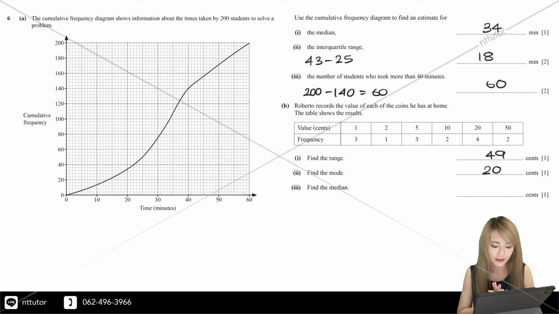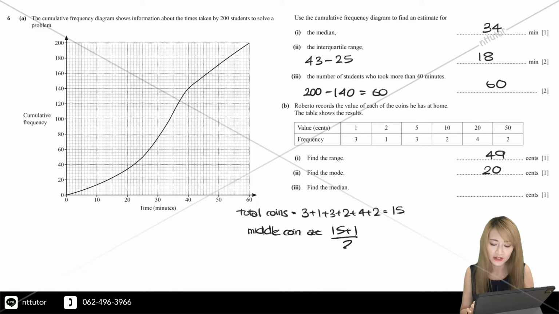So first, we need to find the total number of coins. The total number of coins is the sum of the frequency. So that's 3 plus 1 plus 3 plus 2 plus 4 plus 2, which equals 15. So therefore, the middle one, if we have 15 coins, the middle one would be at 15 plus 1 divided by 2. So the middle one is at the 8th coin.